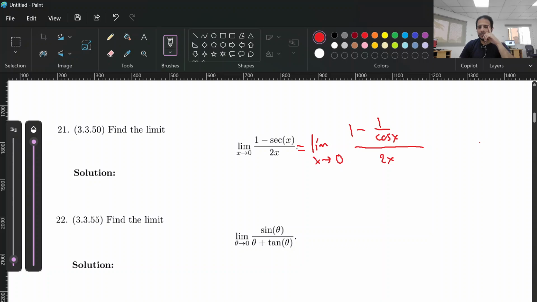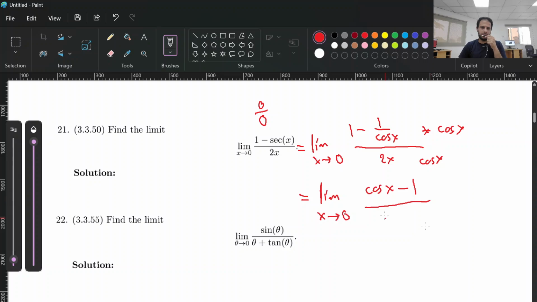Yes. But before that, this problem is of the form 0 over 0, right? So we really need to simplify. Now multiply up and down by cosine x. So limit as x goes to 0, you have cosine x minus 1 over 2x cosine x.